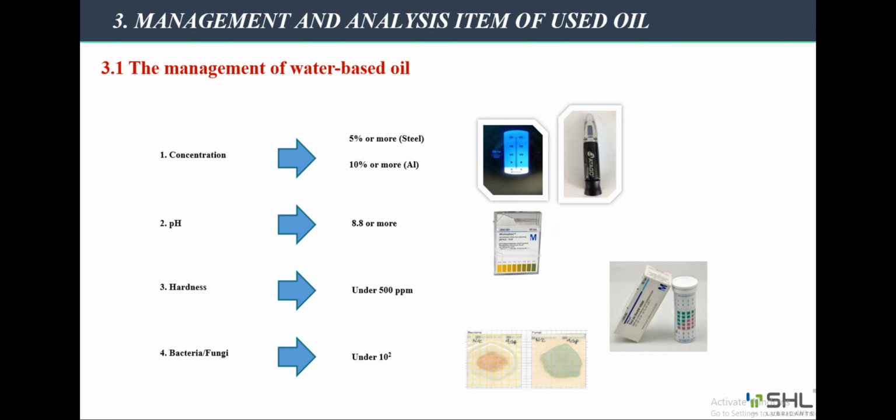Second, the pH index. Parallel to concentration management is pH management. pH needs to be managed appropriately to limit the effect on the user's skin. For aluminum, the pH is usually managed from 8.8 to 9.2. For iron, the pH is usually 9.2 to less than 10.